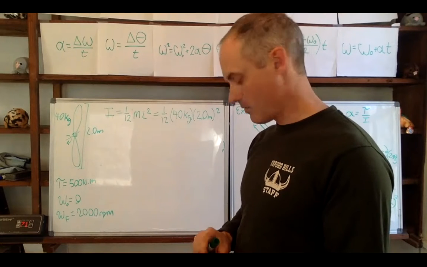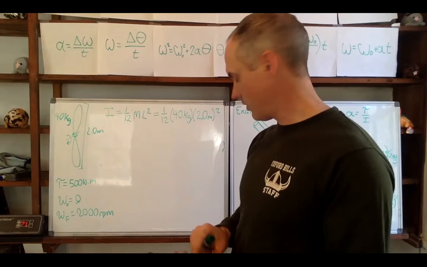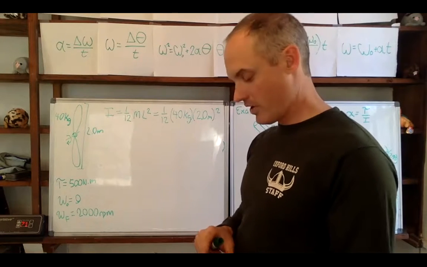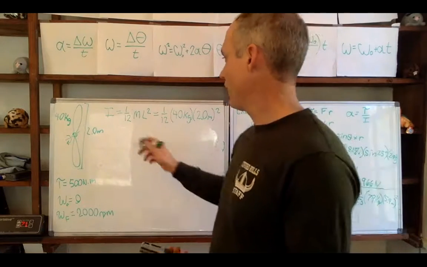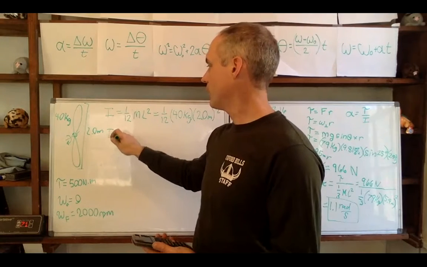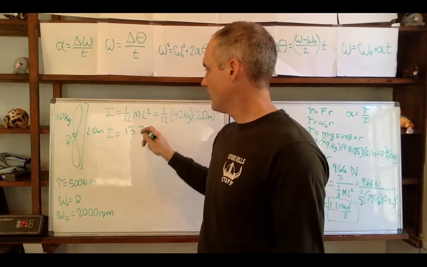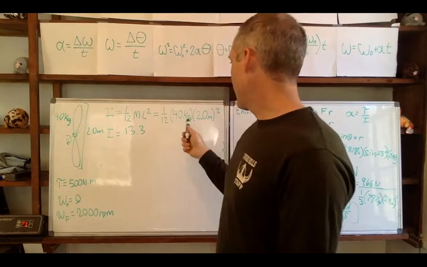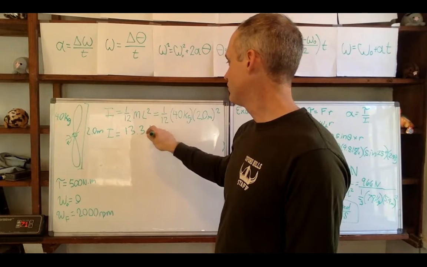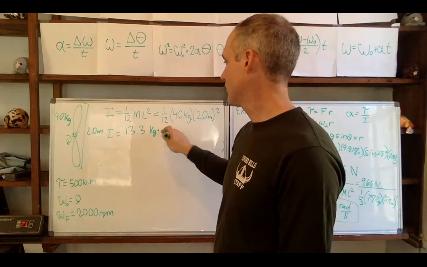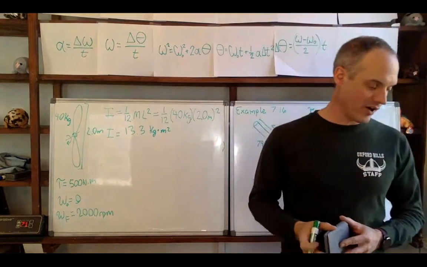So 1/12 times 40 kilograms. It's a pretty heavy blade, actually, times 2 squared, 2 meters long squared. Gives us an inertia that you're trying to speed up of 13.3. All right, so that's kilograms meters squared. So yeah, distribution of weight over an area.